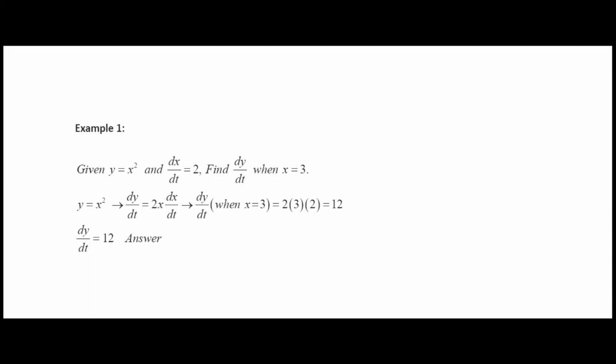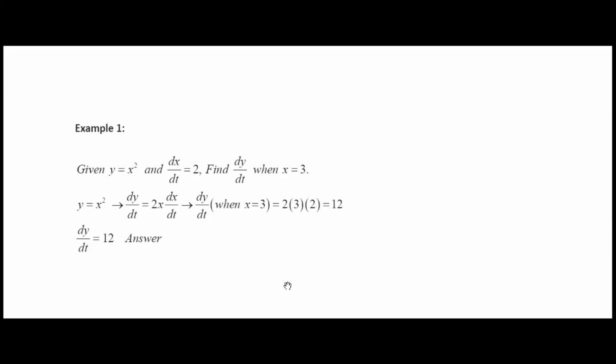So let's look at example 1. Y is x squared and dx/dt is 2. That's our given. And find dy/dt when x is 3. So let's begin. Derivative of y is 1, put a dy/dt with it. Derivative of x squared is 2x, put a dx/dt with it. Now we want dy/dt when x is 3, so we'll put in 3 for x. And we're told the dx/dt is 2. We get 12 for our answer.